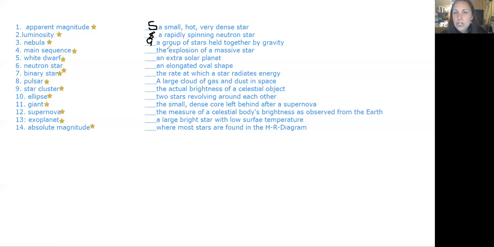The explosion of a massive star. This is a supernova. So this is going to be number 12 star. A supernova is an explosion. Remember, when you get from a giant star to a supergiant, it eventually is going to explode. And from that explosion comes three different things. That explosion is called the supernova.